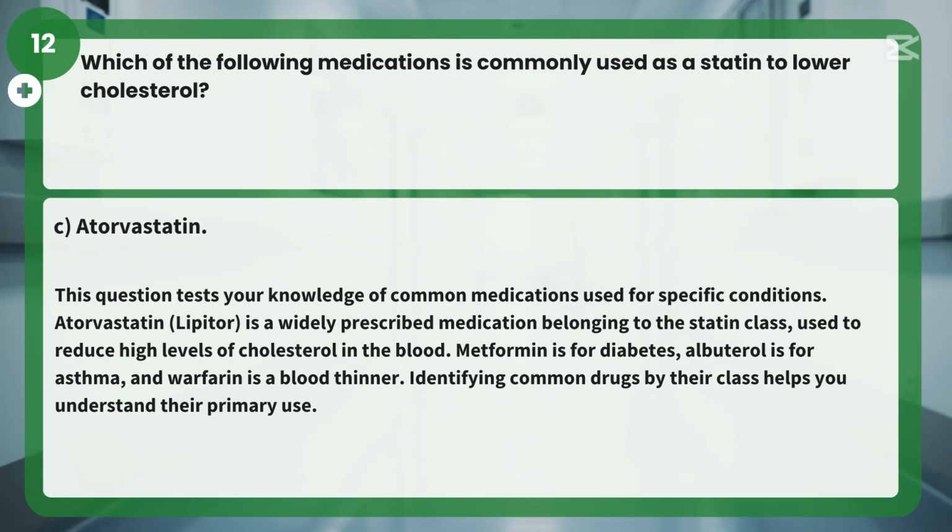Answer: C. Atorvastatin. This question tests your knowledge of common medications used for specific conditions. Atorvastatin, Lipitor, is a widely prescribed medication belonging to the statin class, used to reduce high levels of cholesterol in the blood. Metformin is for diabetes, albuterol is for asthma, and warfarin is a blood thinner. Identifying common drugs by their class helps you understand their primary use.